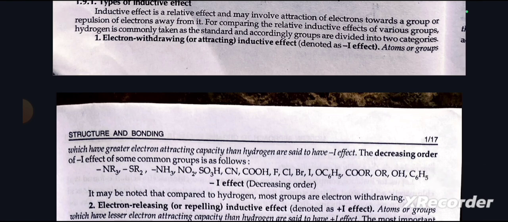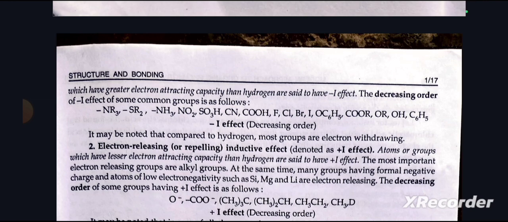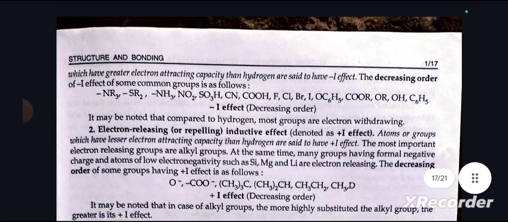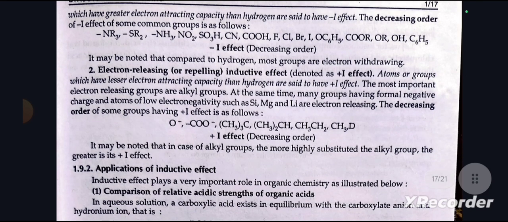First, electron withdrawing or attracting inductive effect, denoted as -I effect. Atoms or groups which have a greater electron attracting capacity than hydrogen are said to have -I effect. The decreasing order of -I effect of some common groups is as follows: NR3+, SR2+, NH3+, NO2, SO3H, CN, CHO, F, Cl, Br, I, OC6H5, COOR, OR, OH, C6H5: -I effect decreasing order. It may be noted that, compared to hydrogen, most groups are electron withdrawing.